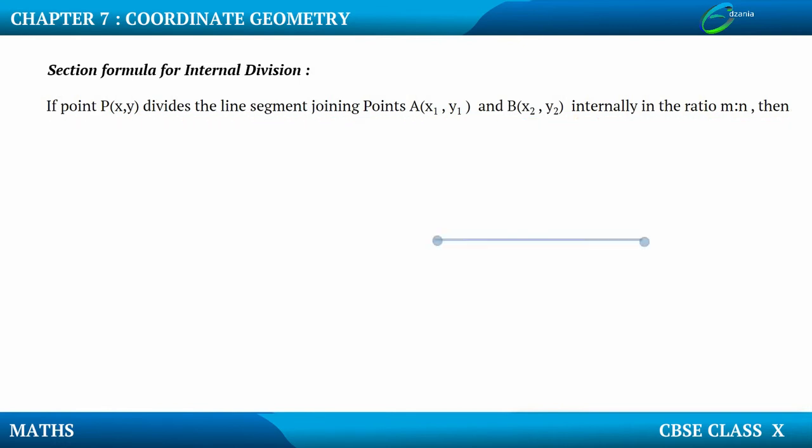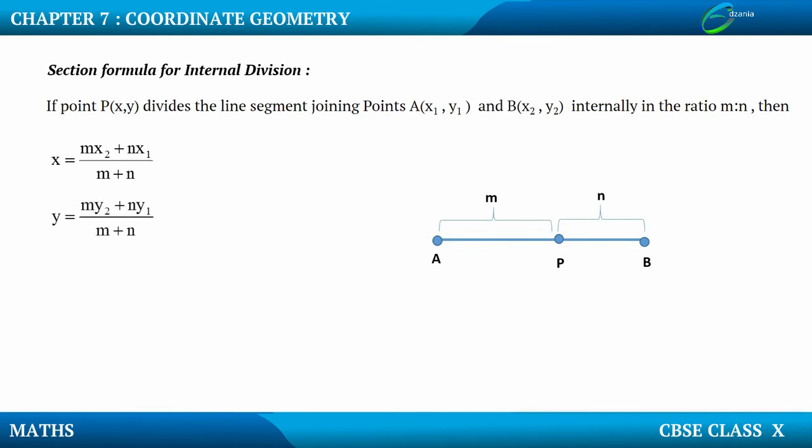So suppose there is a segment, say segment AB, and let us consider a point on segment AB like this. Let this point be point P, and if this point P divides segment AB internally, that is inside, in the ratio m is to n, then x is given by (mx2 + nx1) upon (m + n) and y by (my2 + ny1) upon (m + n).